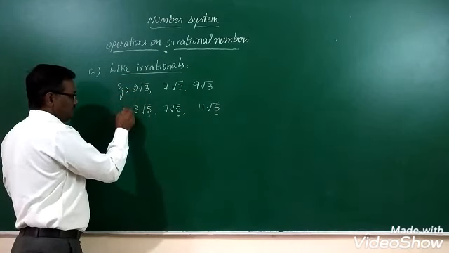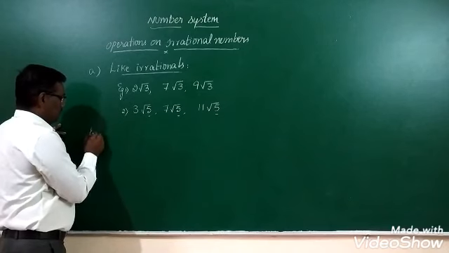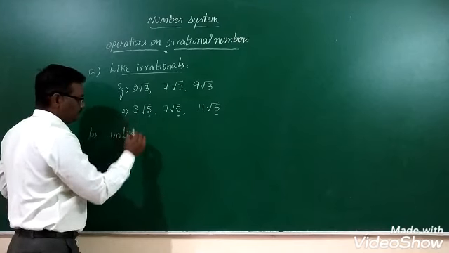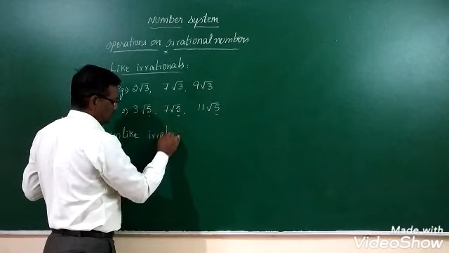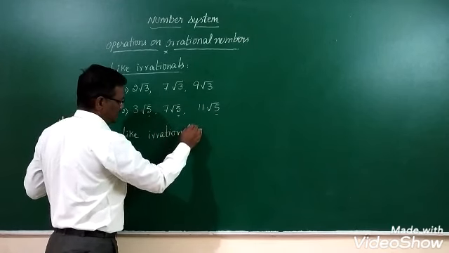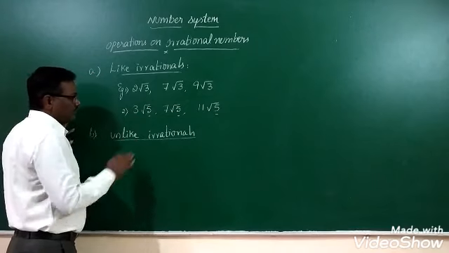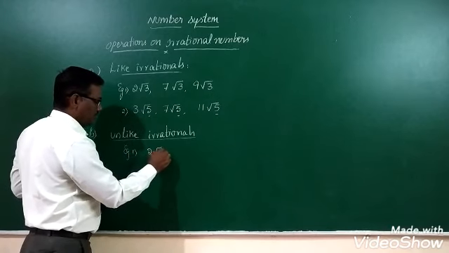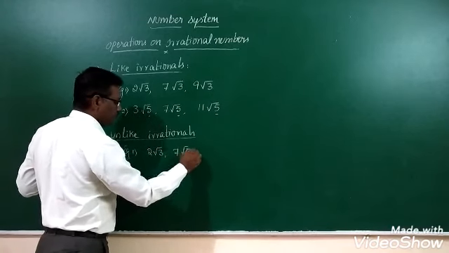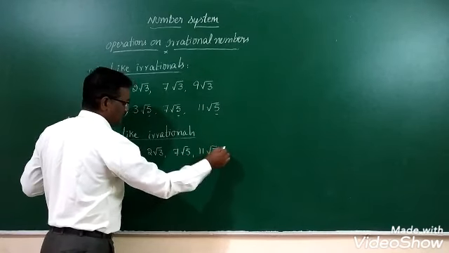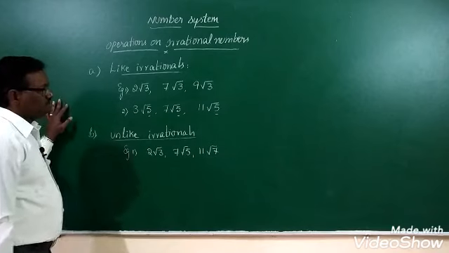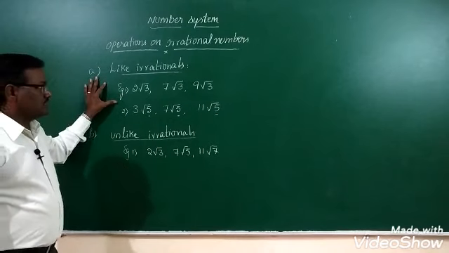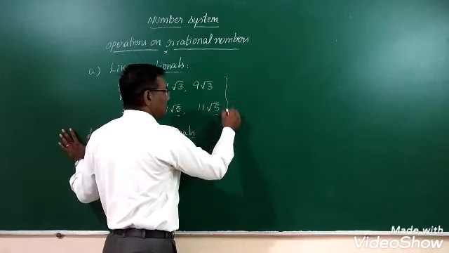That is example 1, example 2. Unlike irrationals. Unlike irrationals means the irrational factors are different. Example: 2 root 3, 7 root 5, 11 root 7. These are unlike irrationals. So if the terms are like irrationals, we can perform addition or subtraction.